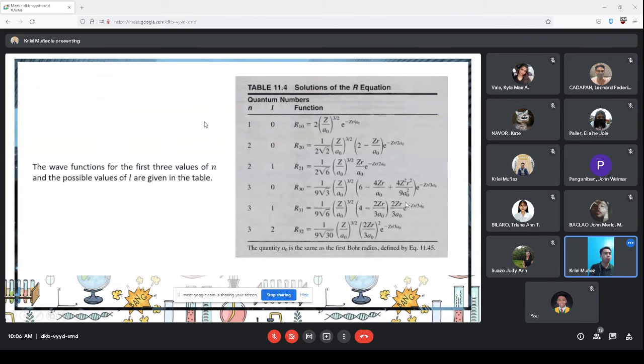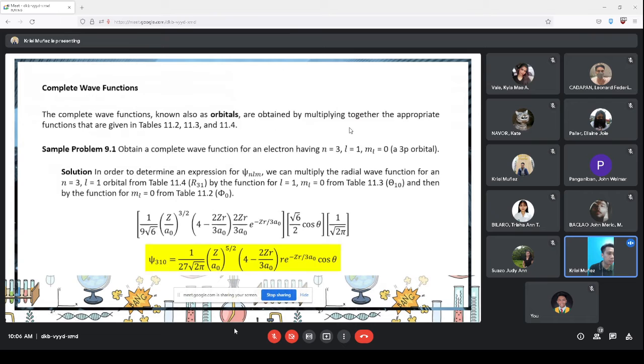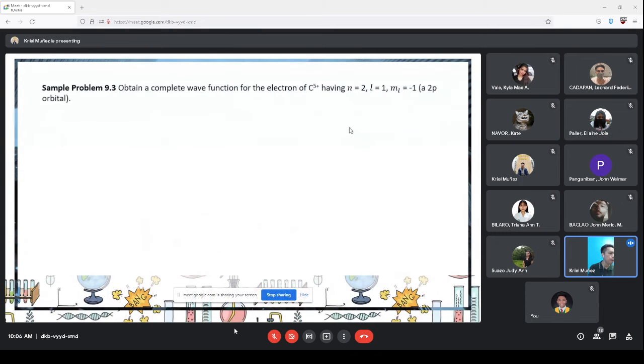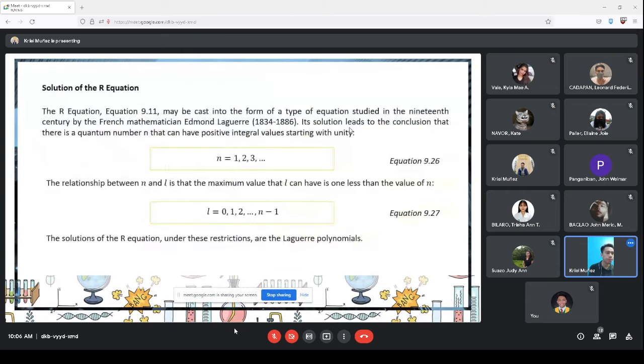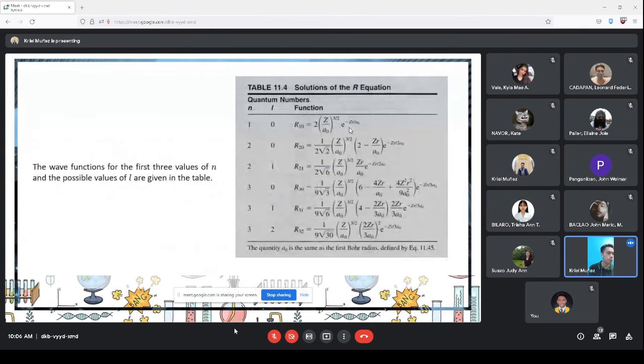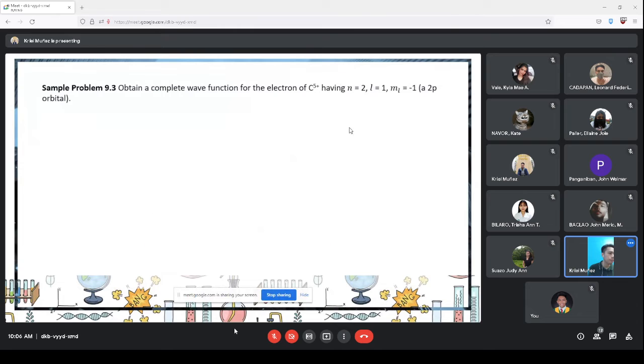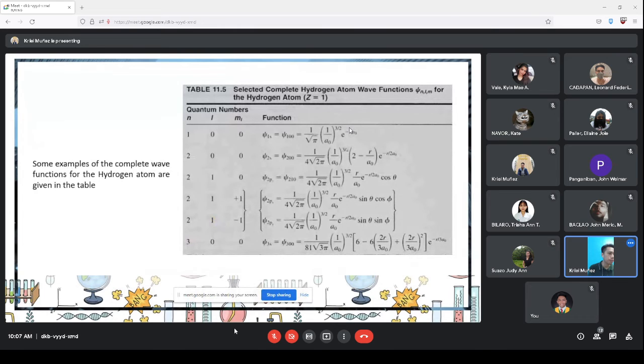Our table 11.5, the last one. Yeah, so for example, class, for the 1s orbital, as you can see, we have no angular dependence. For the 2s orbital, just the same way, it is only R, and that is our wave function.